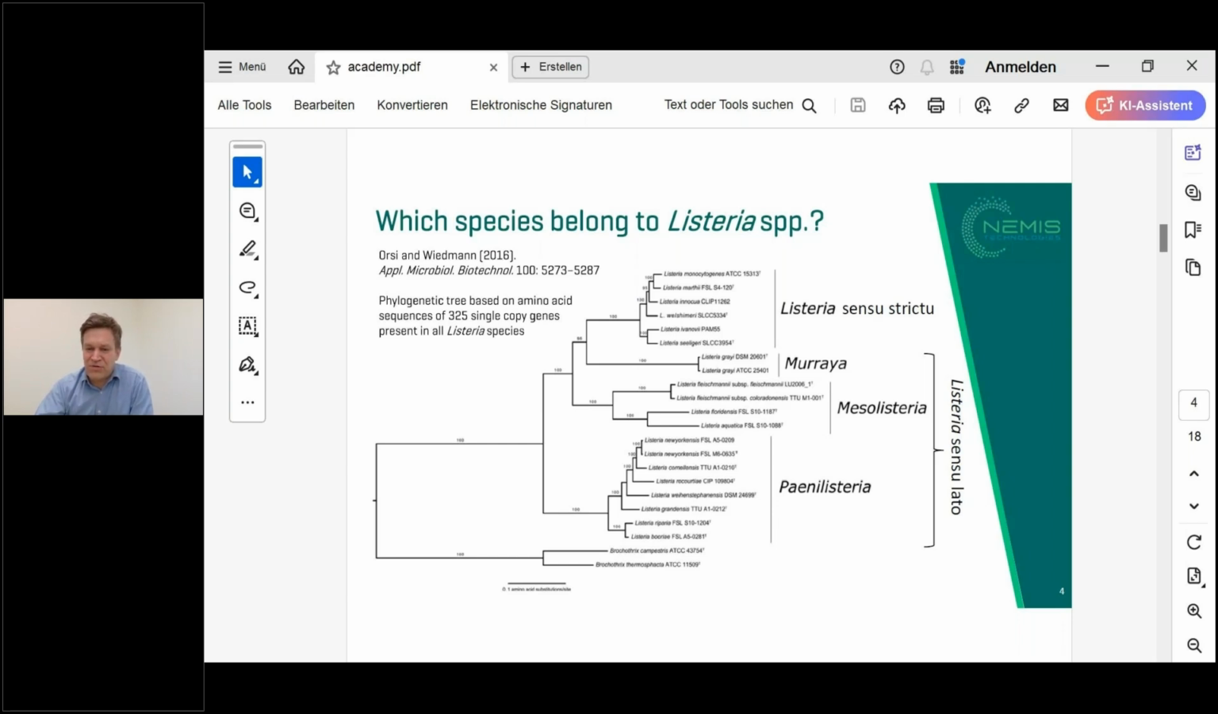And then there's a broader group of a bit less closely related Listeria. They're called Listeria sensu lato, so Listeria in a broader sense, which includes species like Listeria weihenstephanensis or Listeria rocourtiae, and others.